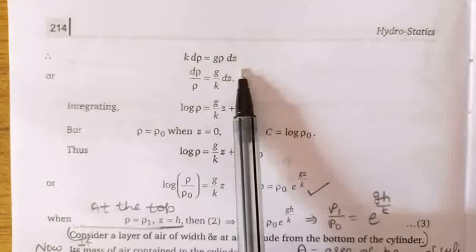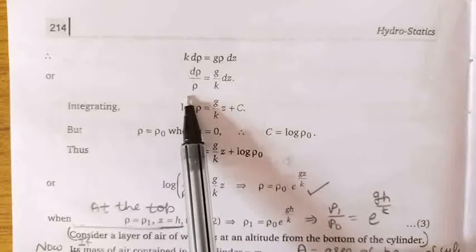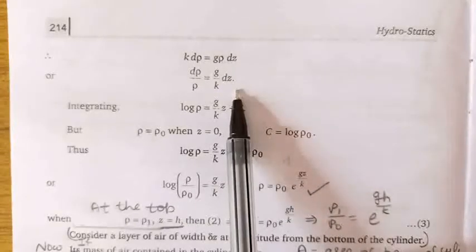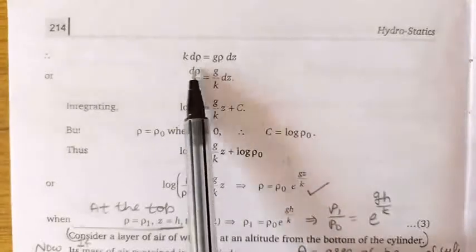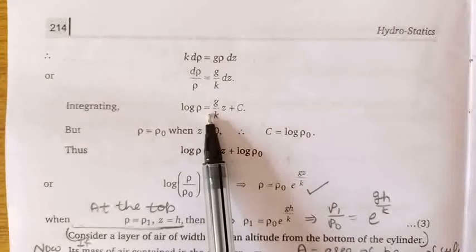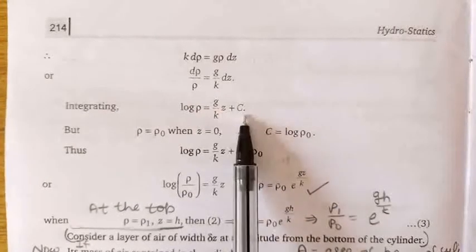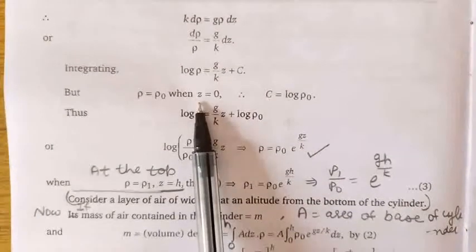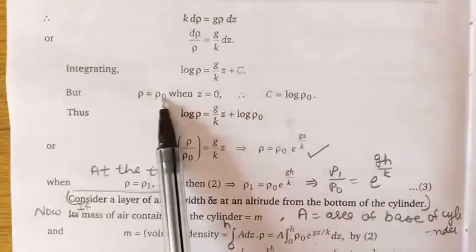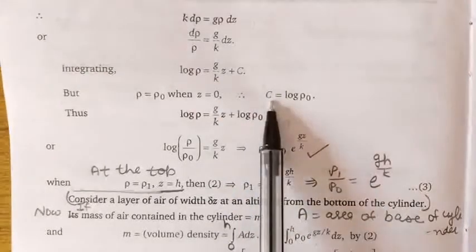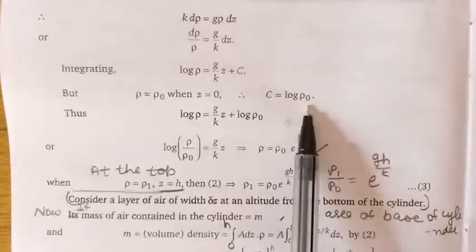Separating the variables in rho on the left side, we get d rho upon rho is equal to G upon K dz. Now let us integrate both sides. Integration of 1 upon rho is log rho. G by K is constant. So the right side becomes G by K Z plus C. C is the constant of integration. Now, when Z is 0, we are given in the statement that the value of density is rho naught. So applying this condition here, we get the value of C, which is log of rho naught.